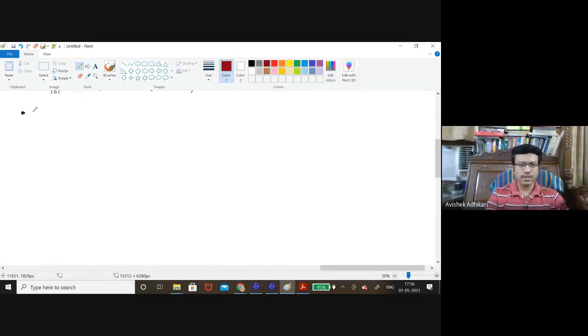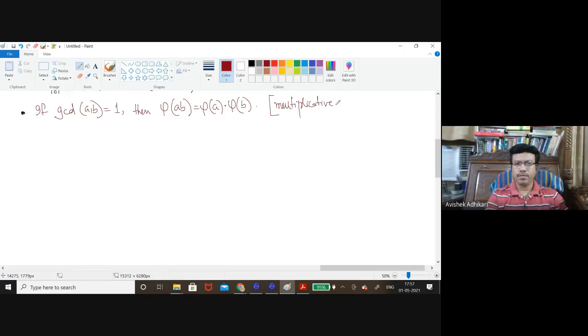What it says: if GCD of A and B equals 1, then phi of AB equals phi of A times phi of B. That means it is called the multiplicative property.